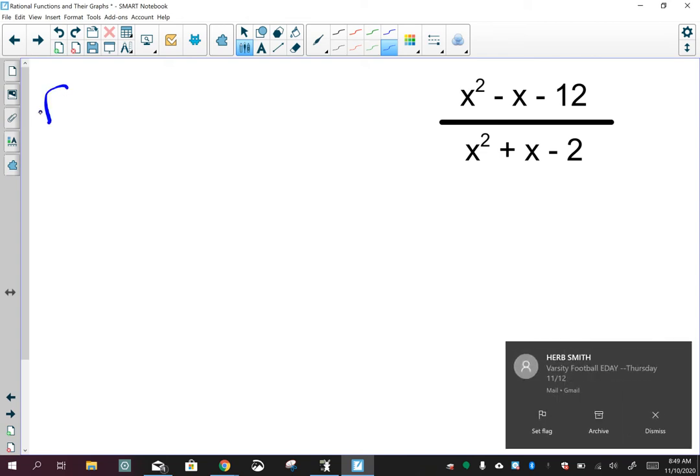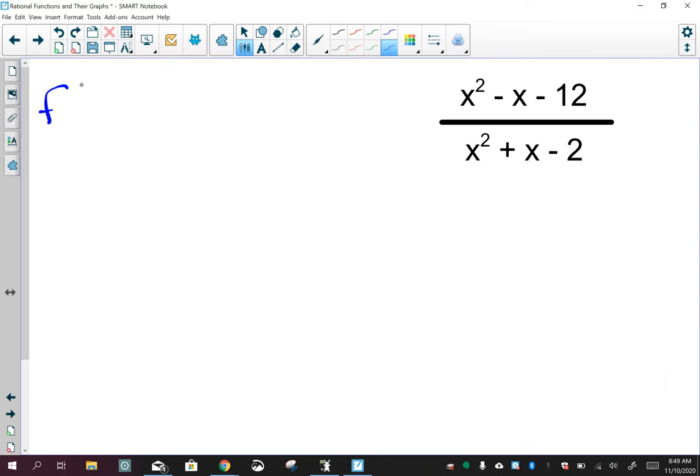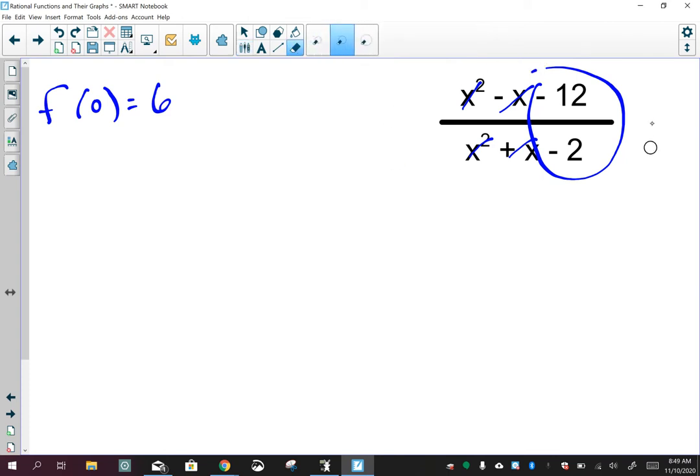So that happens when f of 0 happens, right? Well, if I put a 0 into here, here, here, and here, I'm only left with that piece right there. Well, negative 12 over negative 2 is a positive 6. So I have a y-intercept at 0, 6.